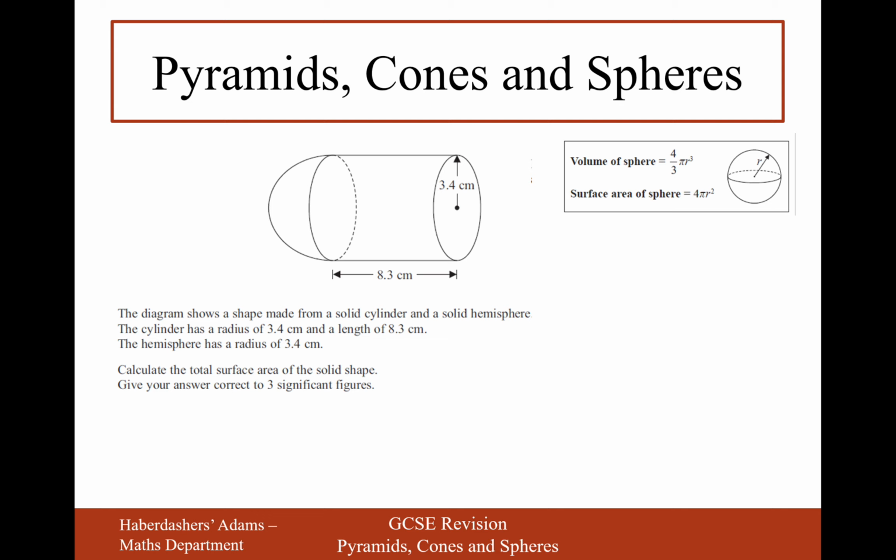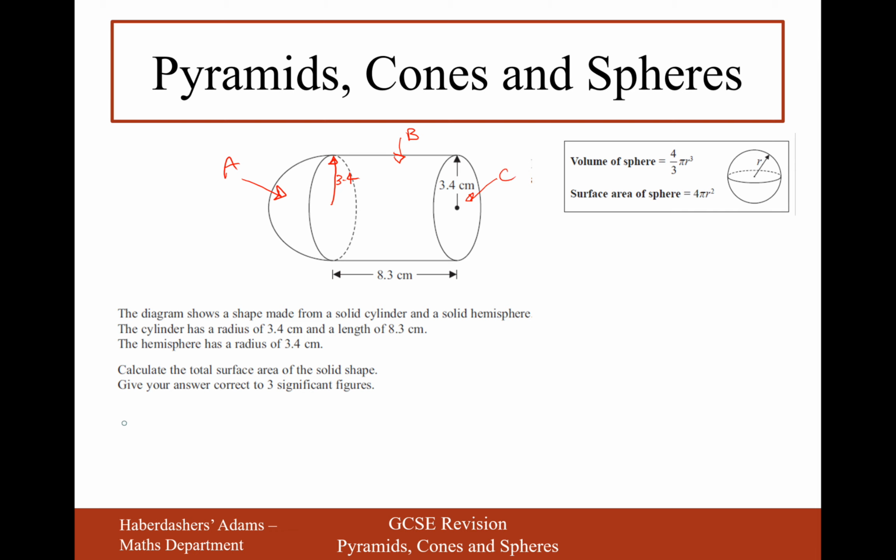Okay, so in this question we have a cylinder and a hemisphere. The cylinder has radius 3.4 and length 8.3, and the hemisphere has a radius of 3.4 as well. Calculate the total surface area of the solid shape. So let's divide it into three parts, A, B and C.